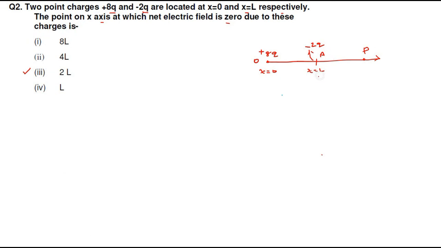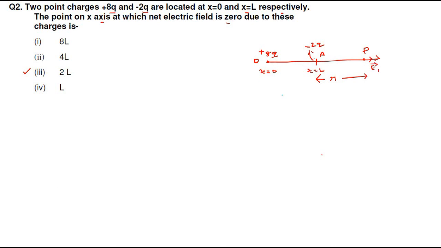This distance is R as per the key. Now the net electric field at P should be 0. That is possible when the two electric fields are in opposite direction. So at P, the electric field due to this plus 8q will be this way. You can call this E1.